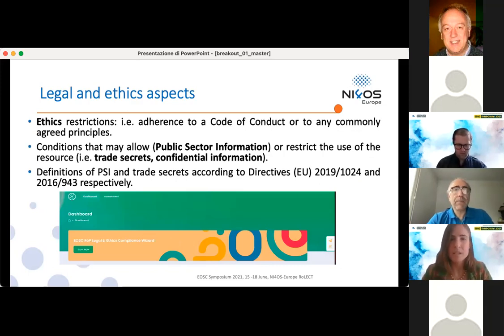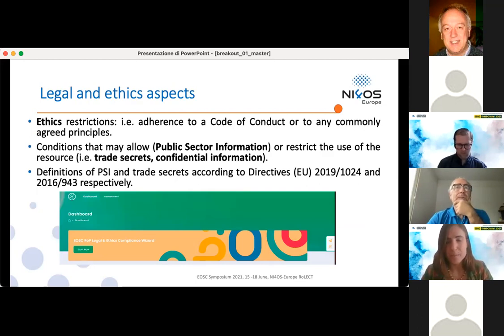Another factor that is examined is the existence of any ethics restrictions. For example, if the resource adheres to a code of conduct or to any commonly agreed principles. And finally, any other condition that may allow, for example, if the resource is public sector information according to the Open Data Directive, or if there is any other condition that restricts the use of the resource, for example, if there are any trade secrets or confidential information, this has been indicated too.